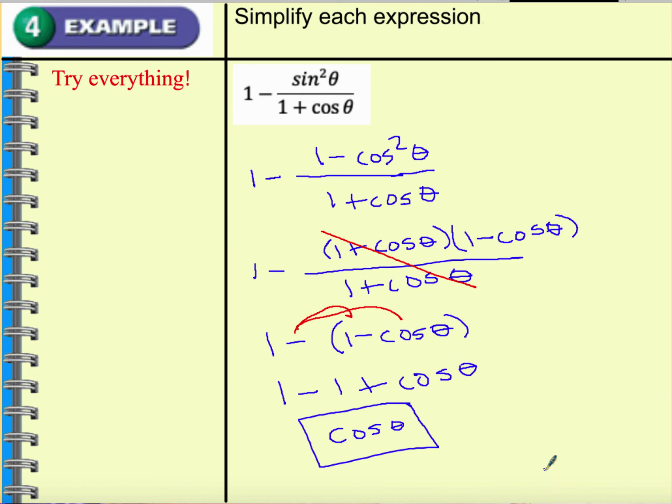cosine. And that's what I have for you guys today. I hope that you are intrigued by these Pythagorean identities. They're just a few more that you can use in your arsenal to simplify these trig expressions.